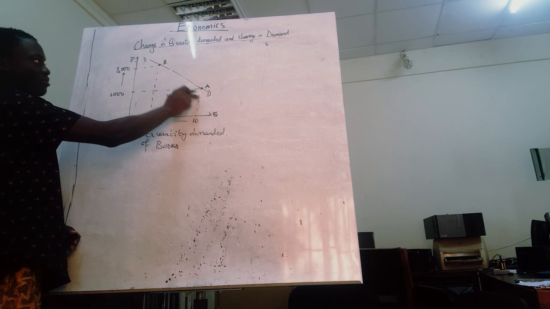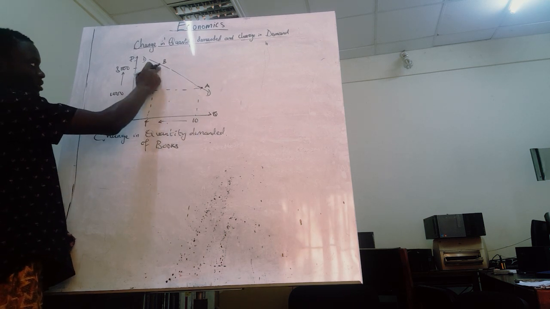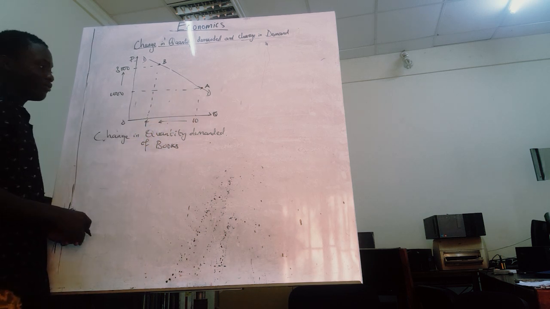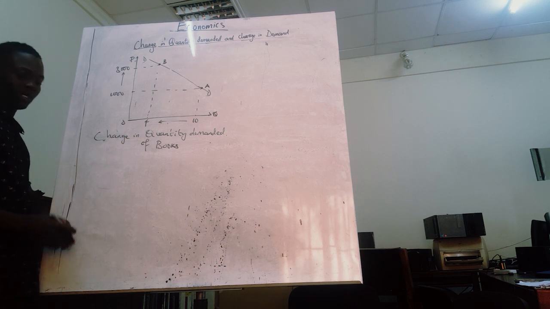So whenever we are having a movement along the demand curve, whether upwards, like in this case A to B, or whether downwards B to A, that is when the price of the commodity falls, we are talking about change in quantity demanded. Now, what is the difference?